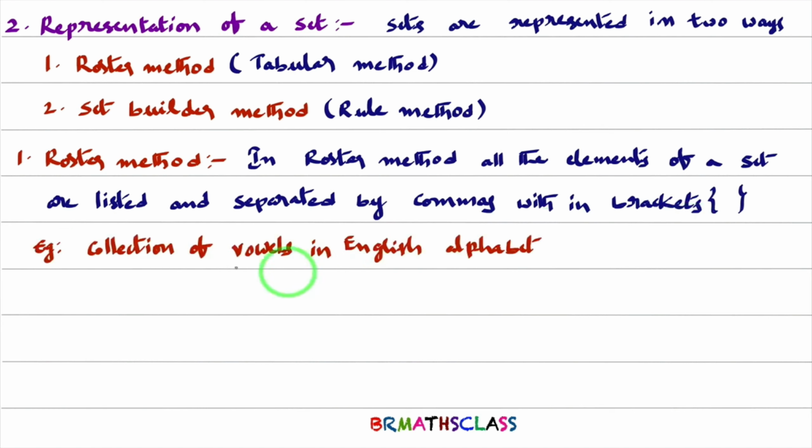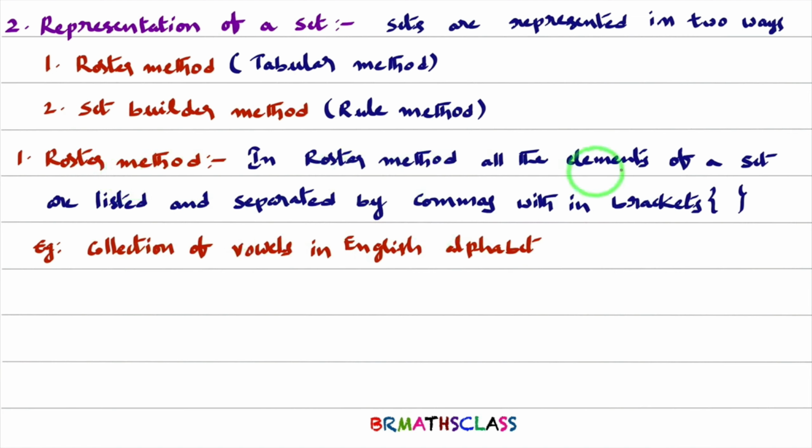First example, we know that the collection of vowels in the English alphabet is a set because vowels in the English alphabet are well defined. How do we represent this set in the roster method?